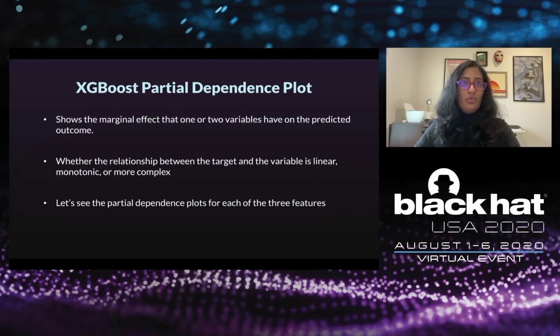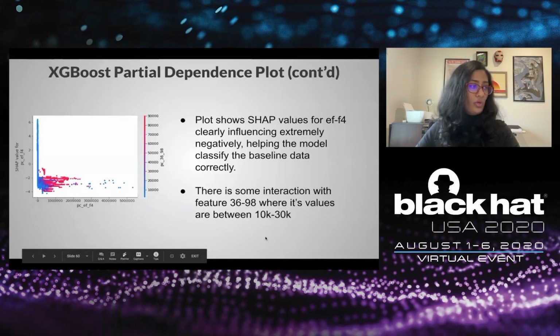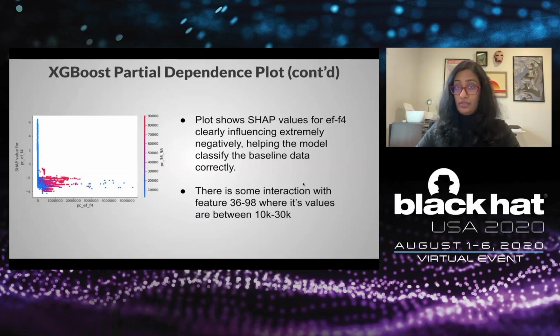The next plot that you're going to see is the partial dependence plot. This shows the marginal effect that one or two variables have on the predicted outcome, whether the relationship between the target and the feature variable is linear, monotonic, or more complex. Let's see the partial dependence plots for each of the three features separately. The first one we'll see is for the most important feature, which is EFF4. You can see it clearly influences the outcome variable negatively, helping the model classify the baseline data correctly.